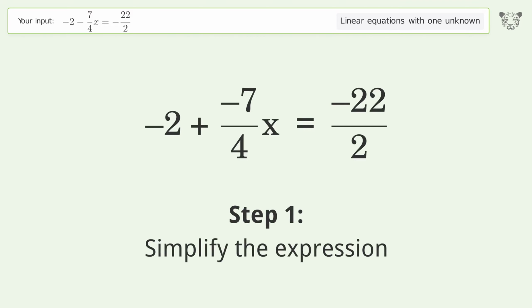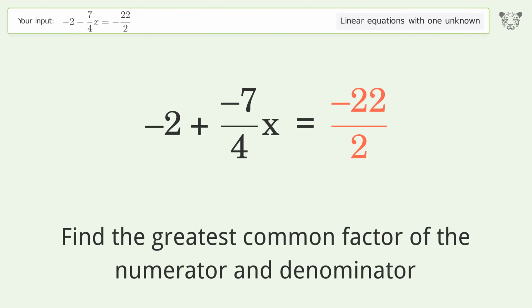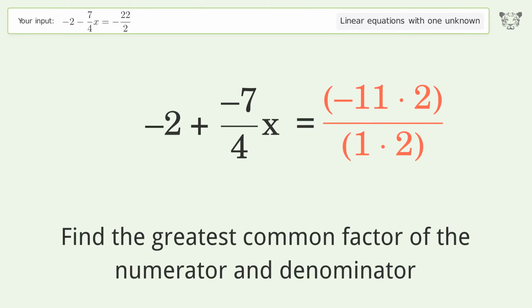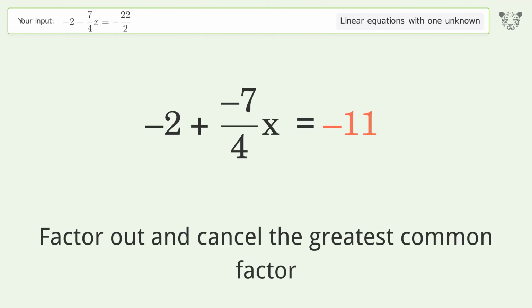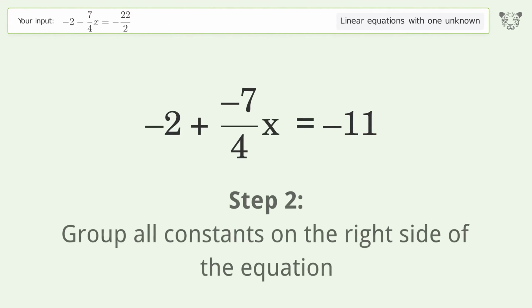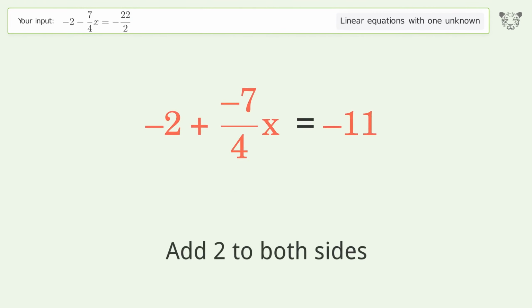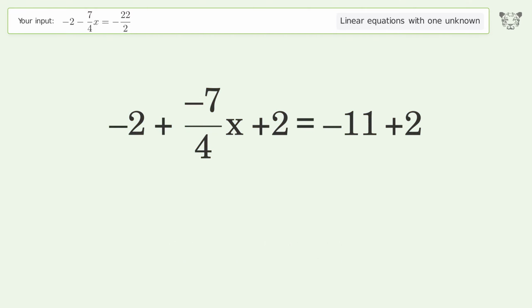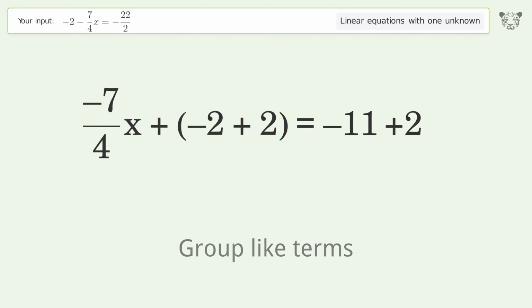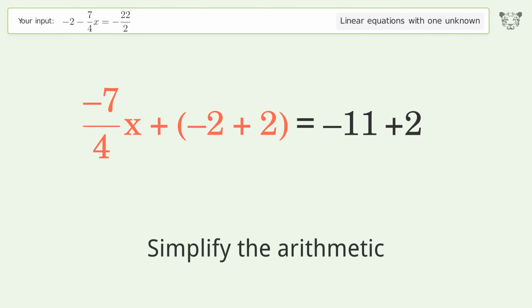Simplify the expression. Find the greatest common factor of the numerator and denominator. Factor out and cancel the greatest common factor. Group all constants on the right side of the equation. Add 2 to both sides. Group like terms. Simplify the arithmetic.